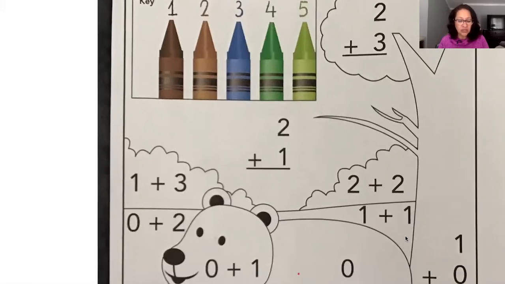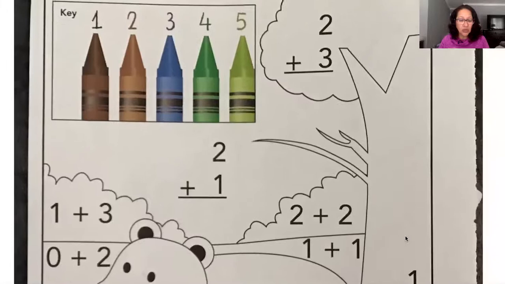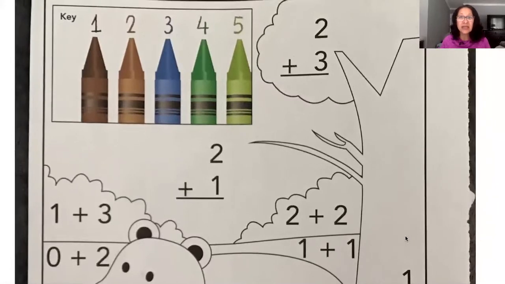So what you need to do is, once we get the answer to these problems, that's how you're going to refer to the color key. All right, so I'll give you an example and then you could do the rest. So we're going to do the problems, like I said, together, and then later on you can color the paper by yourself. All right, so here we go.